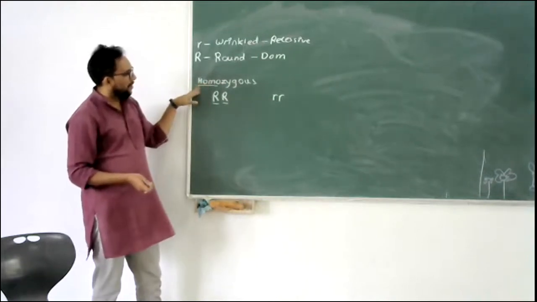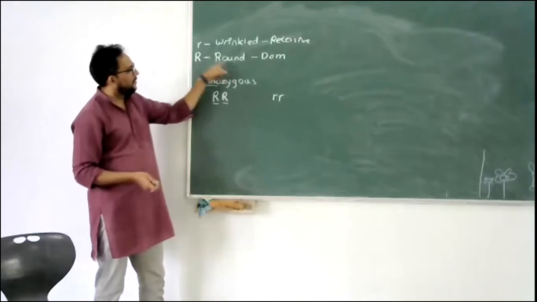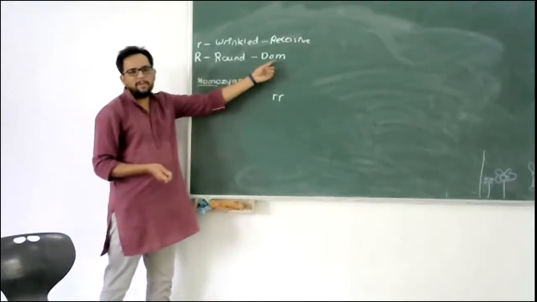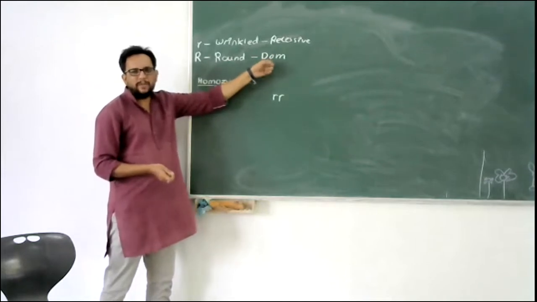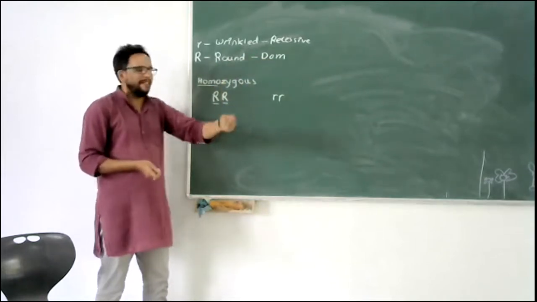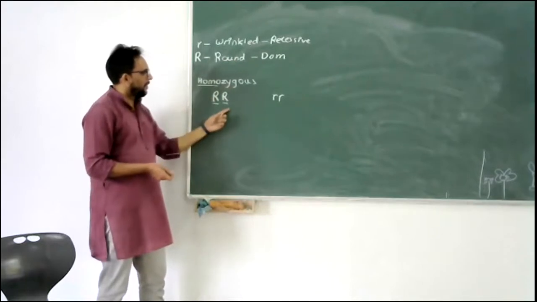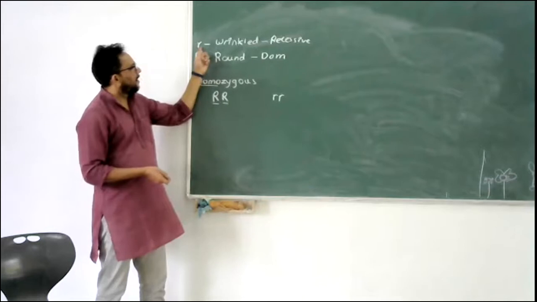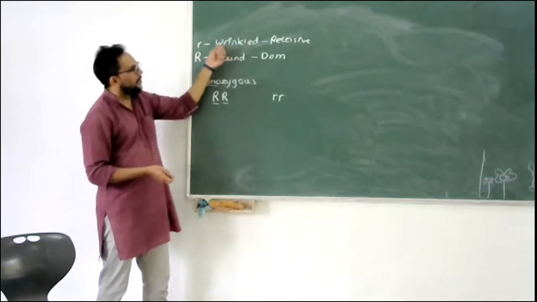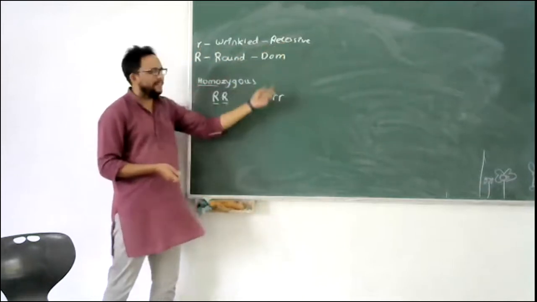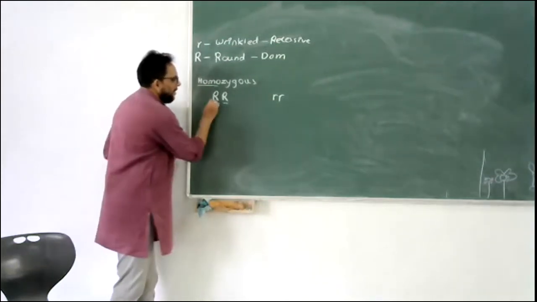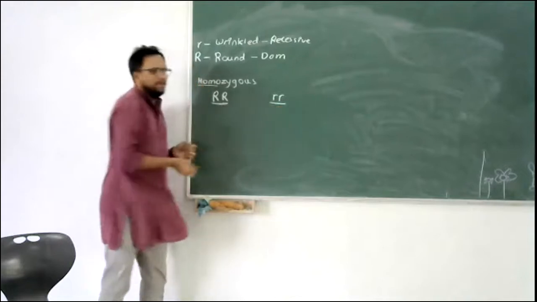Now, depending on whether it is homozygous round, that is homozygous dominant, because round type of seed is the dominant phenotype, because it always gets expressed. So homozygous dominant or homozygous recessive, because small r is for wrinkled seed, and that is recessive. So homozygous recessive, homozygous dominant. These are called the purest breed.